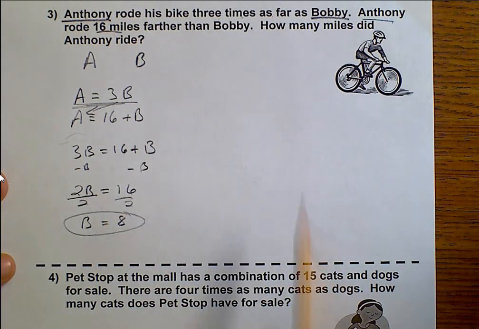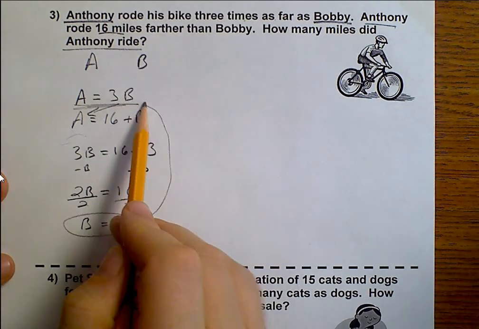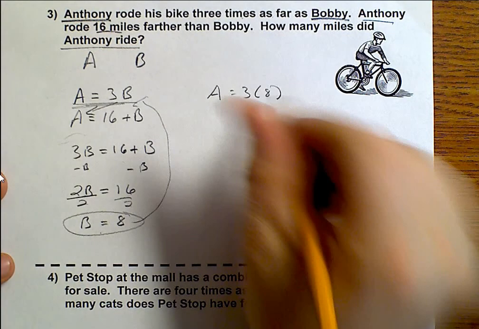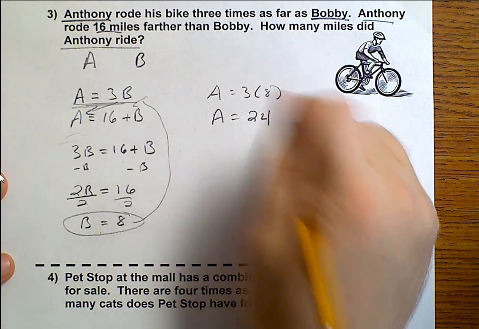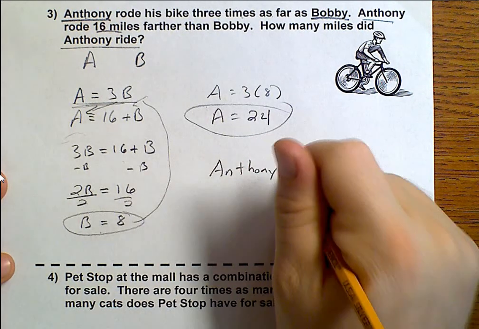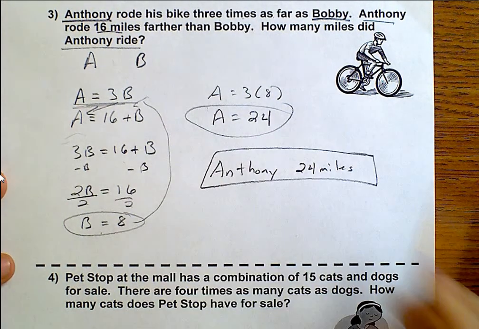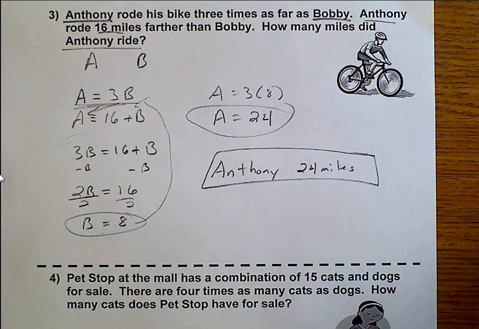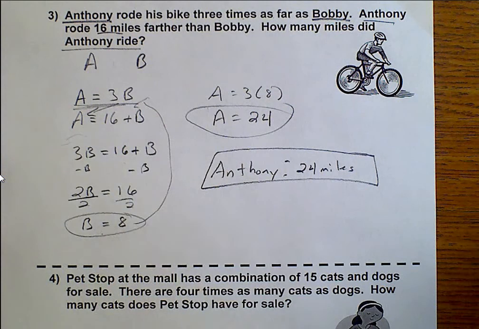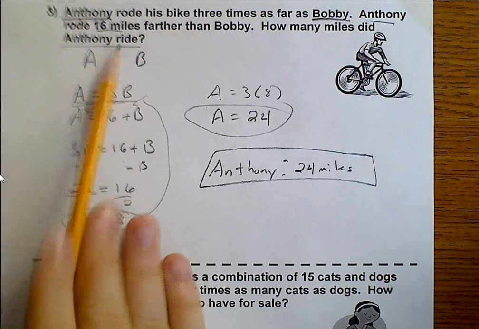But the question isn't how far Bobby rode, it's how far did Anthony ride. So we need to plug this back into either equation. And 3 times 8 is 24. So Anthony rode 24 miles. Okay, we don't need to write down what Bobby rode. It's not part of our answer. The only thing it asked for was Anthony.